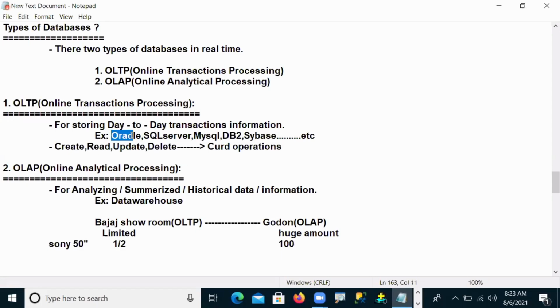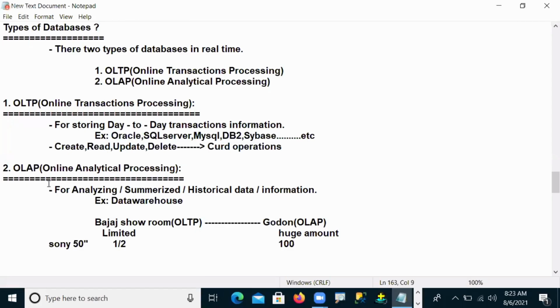It has high-level features and very high-level security, and there are so many advantages in Oracle. So this is the number one database in the OLTP category in the world.